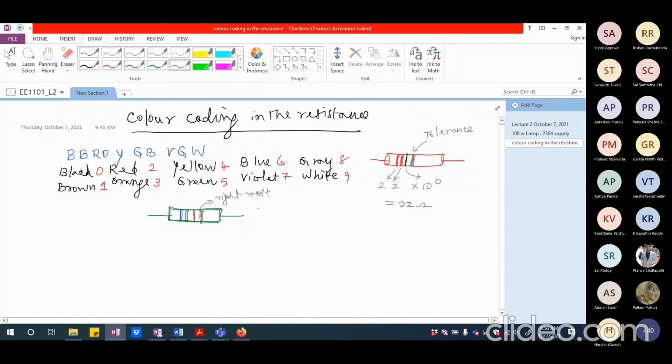And there can be any number of colors, but generally there will not be more than 3 or 4 rings. Generally you would not see more than 3 or 4 rings. At least I have not seen more than that.